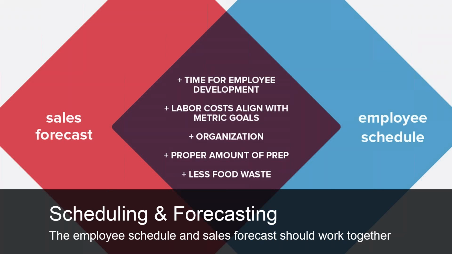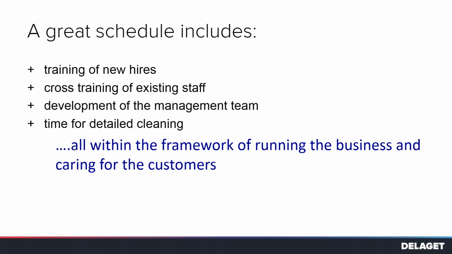So as you're building your schedule, you see those points up there on the screen: time for employee development, labor costs aligned with metric goals, critically important, organization, proper amount of prep, and less food waste. The two of these work together, and a great schedule includes training of new hires, cross-training of existing staff, development of the management team, time and detail cleaning, and all within the framework of running the business and caring for customers. So what does this have to do with forecasting?